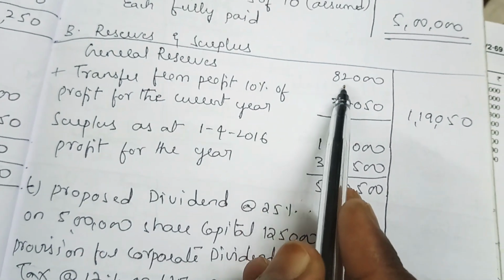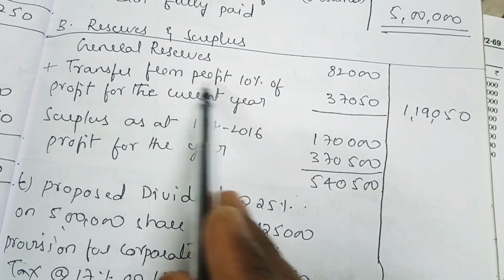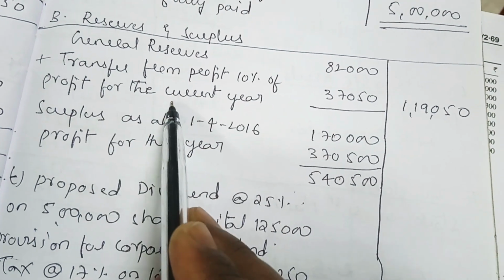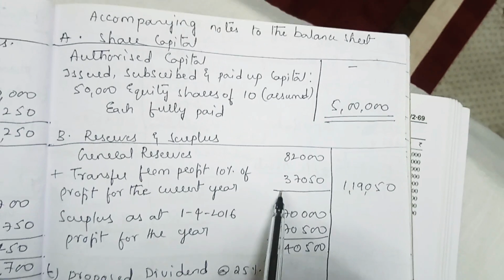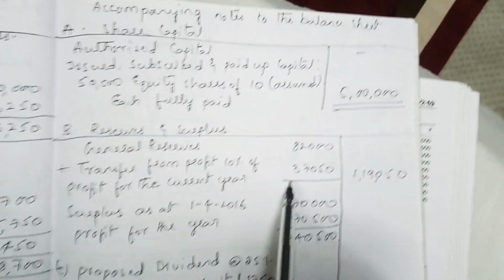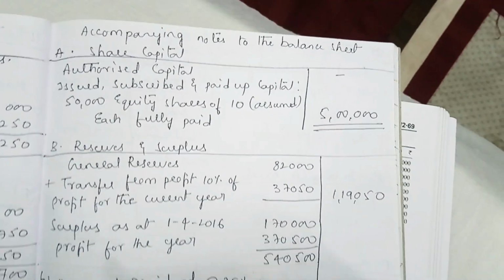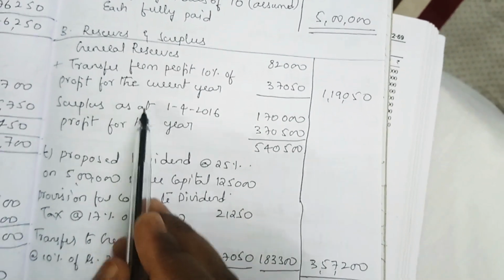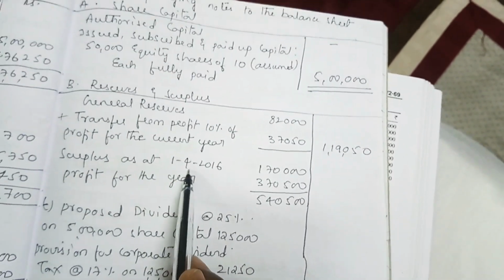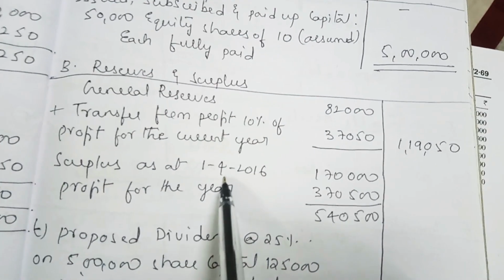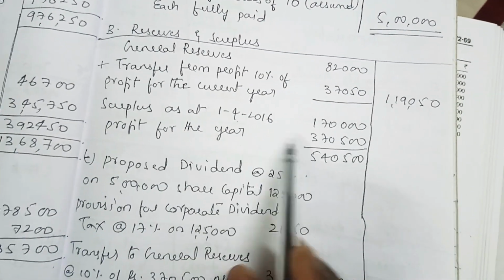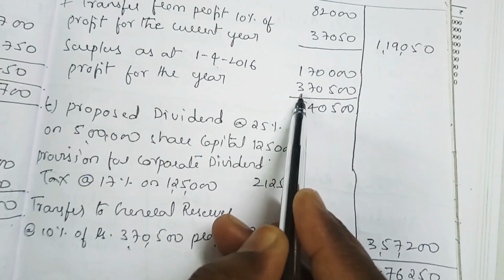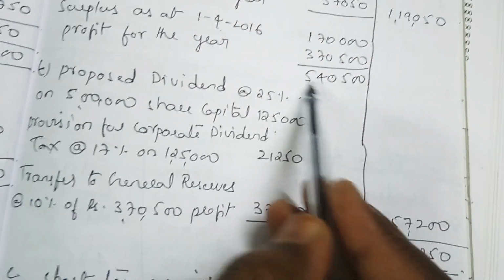General reserve he mentioned 82,000 plus last year's profit 10%. For the current year we have to add to the general reserve, because in the adjustment he mentioned to transfer 10% of profit to the general reserve. Next, surplus as at 1st April 2016, last year 1,75,000, profit of the year 3,70,500. The total amount you get.